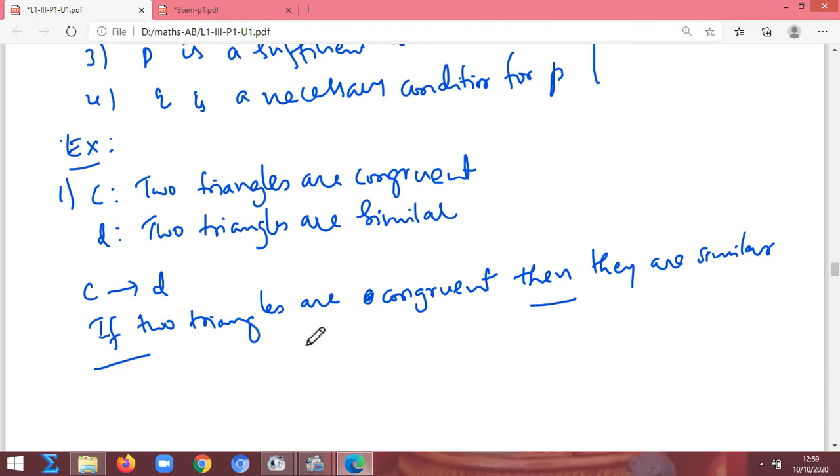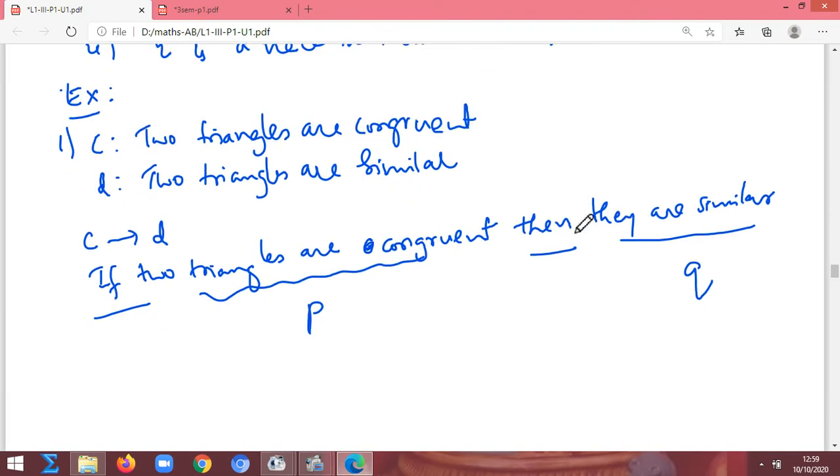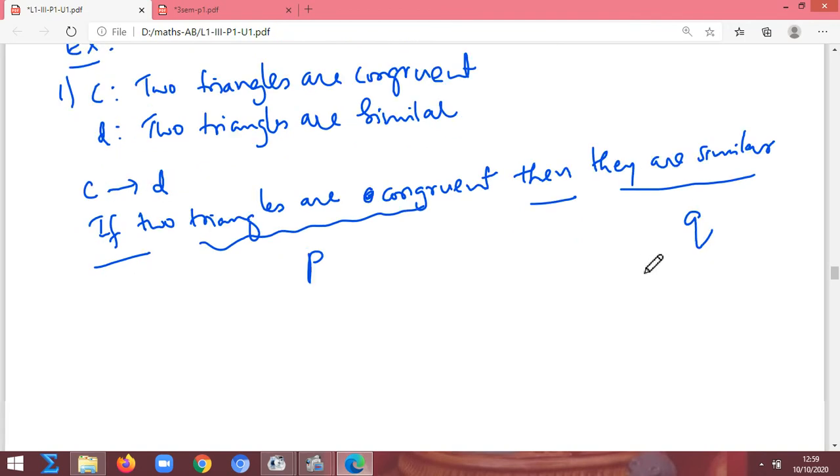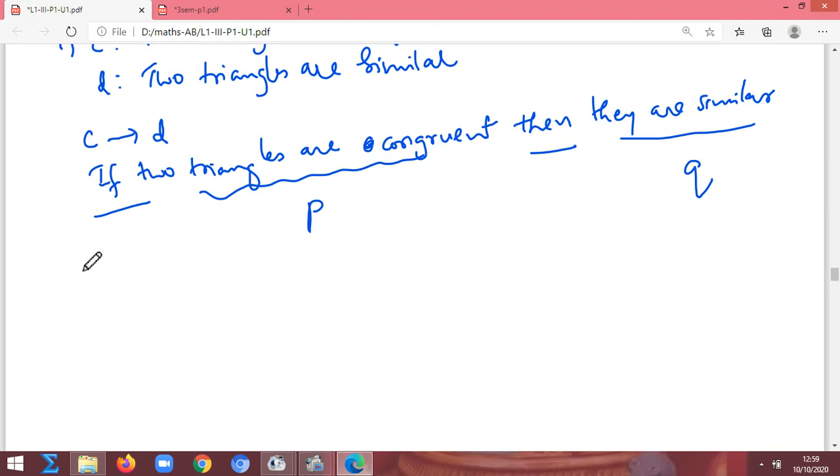See how 'if, then' is used. 'If, then' is nothing but the logical connective conditional. This is statement P. If P, then this is statement Q. Are you understanding? If P, two triangles are congruent, then the Q statement, they are similar. I used 'they are'; instead you can also write two triangles are similar, no problem. This is how implication works.